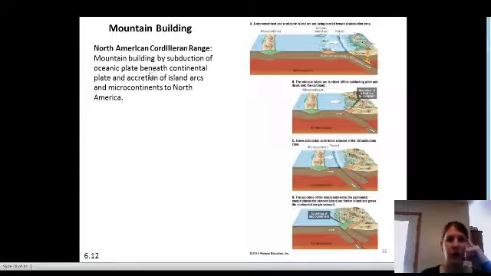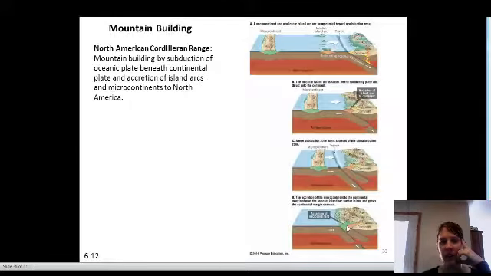Now the North American Cordilleran Range are mountains built by subduction of oceanic plate beneath the continental crust and the accretion of island arcs and microcontinents to North America. So we have these microcontinents and these inactive island arcs that are carried along by the subducting plate, and as they're carried along, they start to collide with our continental material. So you start to get what's called an accretion of these island arcs onto the continent. They start just sticking there. And then you can actually get a secondary subduction zone that forms seaward of the old subduction zone, bringing in your microcontinent. And then you get that accretion of your microcontinent onto the continental margin.